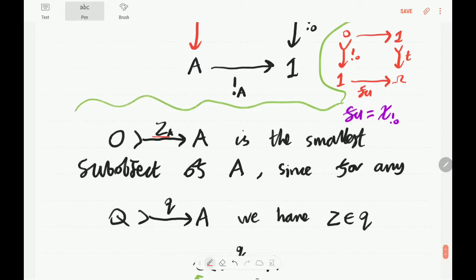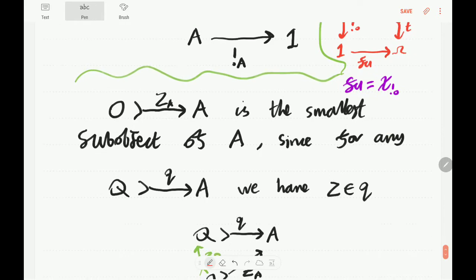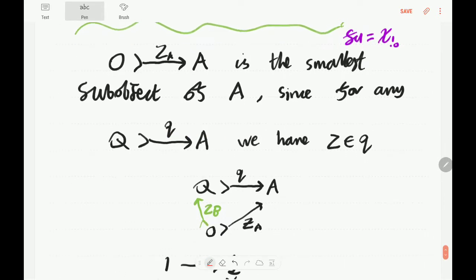Another thing is that since we know that an arrow from the initial object to A is a monic, we can think of it as a subobject of A. It turns out it's the smallest subobject of A, since for any subobject Q of A, we're going to have that Z is contained in it. I should say ZA is contained within it, because there's this ZB such that Q after ZB is ZA.